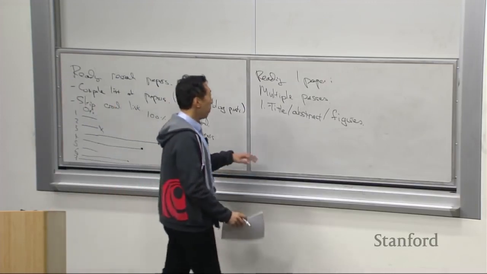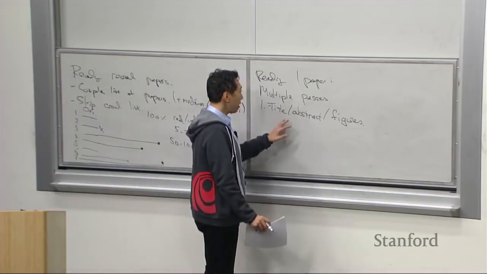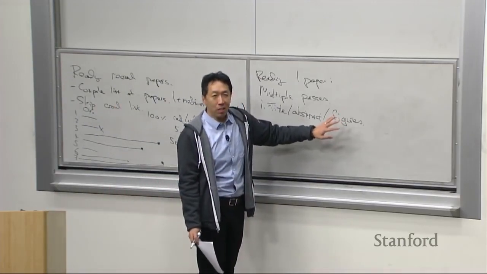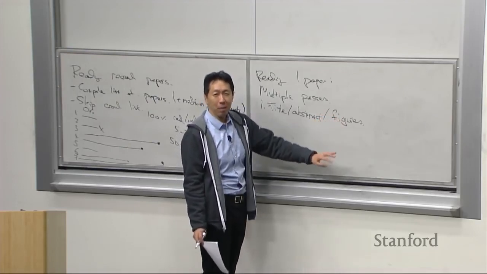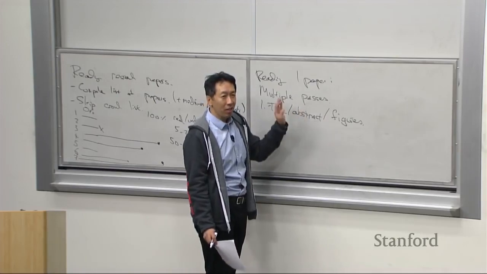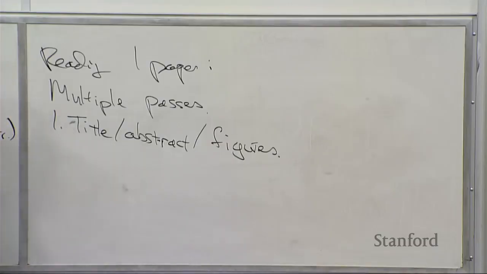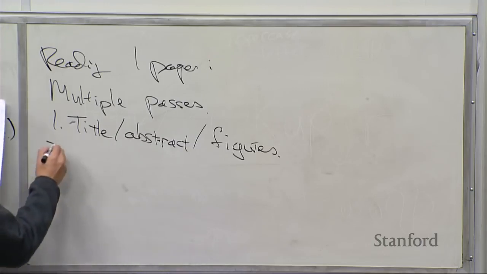So sometimes just by reading the title, abstract, and the key neural network architecture figure that describes what the whole paper is about, and maybe 1 or 2 of the experiment sections, you can sometimes get a very good sense of what the whole paper is about without hardly reading any of the text in the paper itself. That's the first pass.